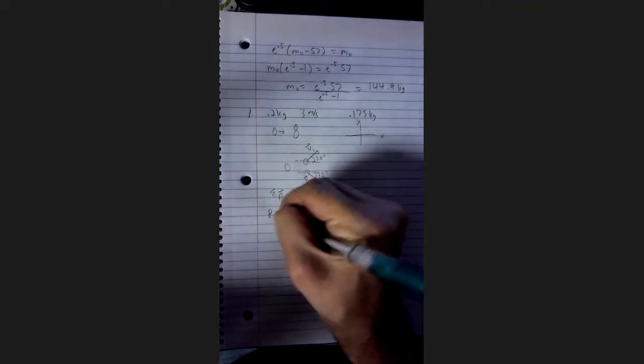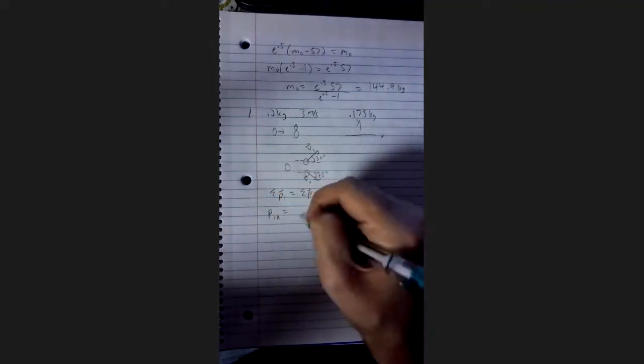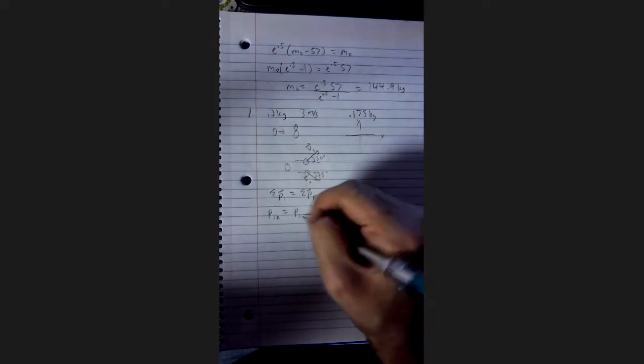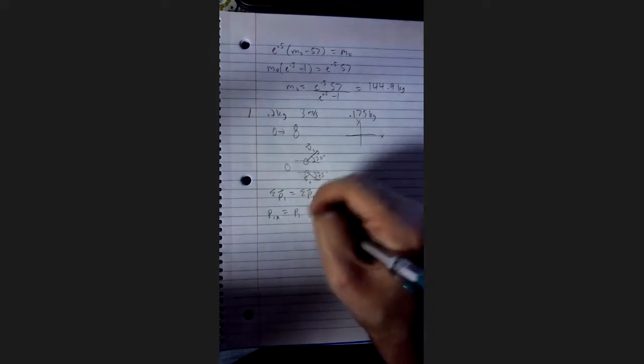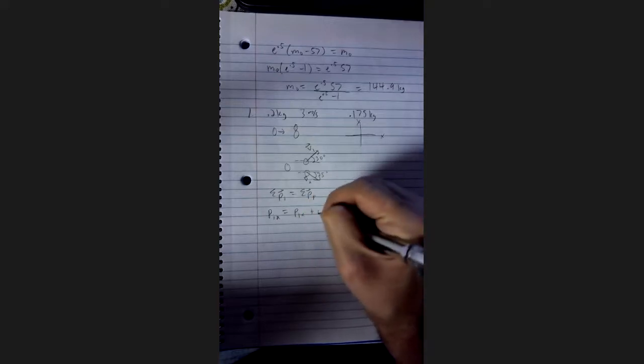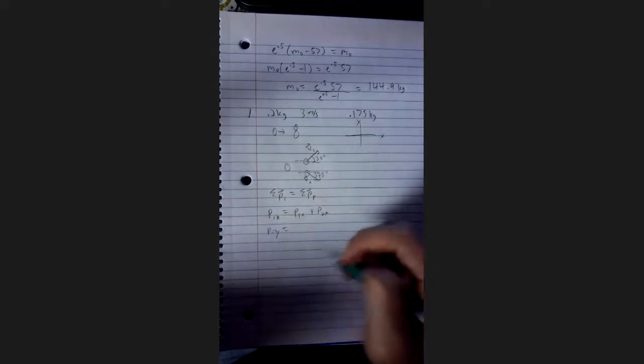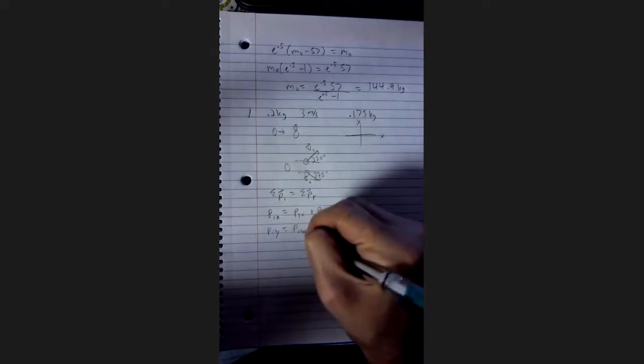Momentum is a vector, but we can break this up into its X parts and its Y parts. So our initial X momentum has to be equal to our X momentum of ball 1 plus our X momentum of ball 2. Similarly, our initial Y momentum has to be equal to the Y momentum of ball 1 plus the Y momentum of ball 2.